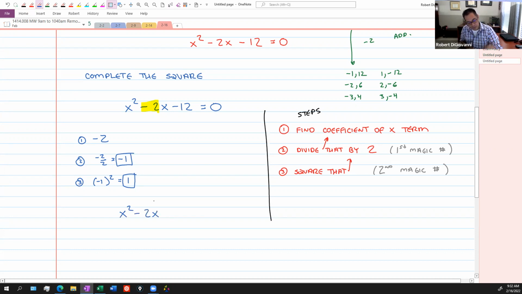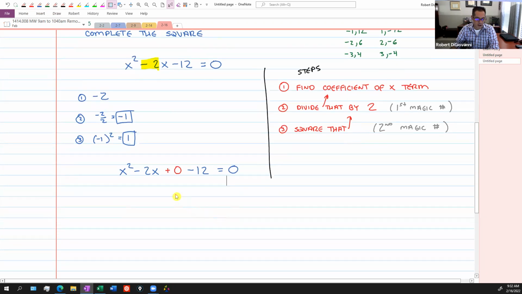You are going to realize that next to that negative 2x, there is a plus 0. Then I still have minus 12. Now I realize that that seems weird to say, oh yeah, there's a plus nothing here, but there is, right? There is a plus nothing. Agreed?